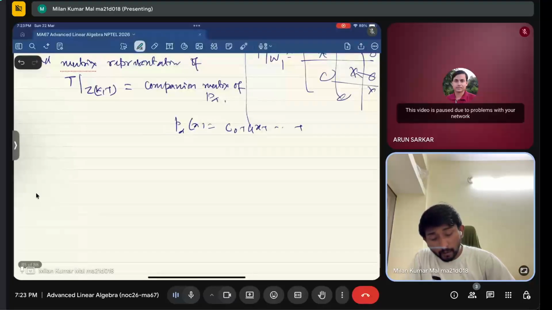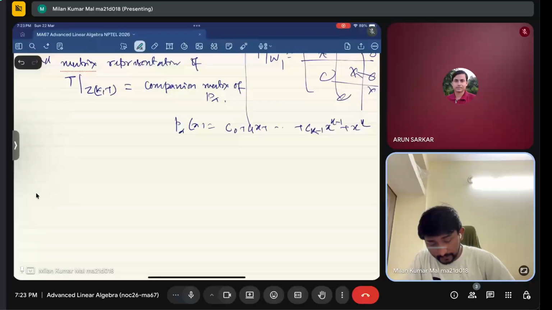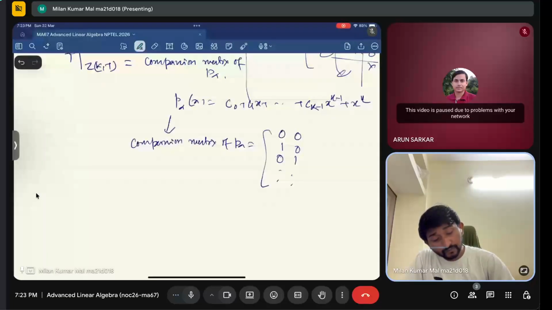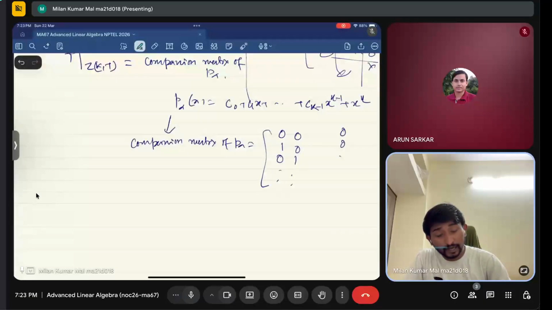Then the companion matrix of P alpha is equal to: 0 1 0 0 0, 0 0 1 0 0, and so on, all the way to the second last column, and the last column will be minus C naught, minus C1, I hope I'm writing correctly, yeah, all the way to minus C(K minus 1).